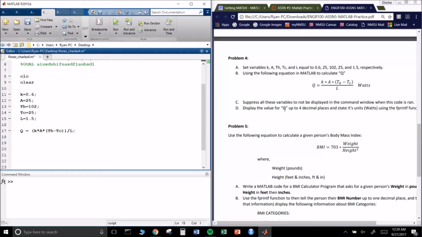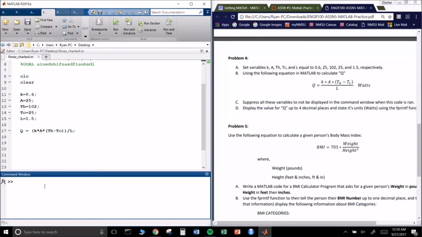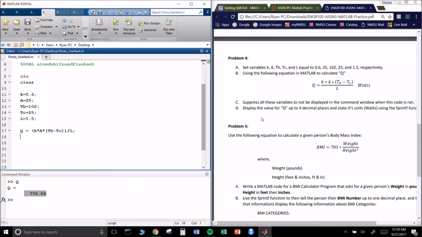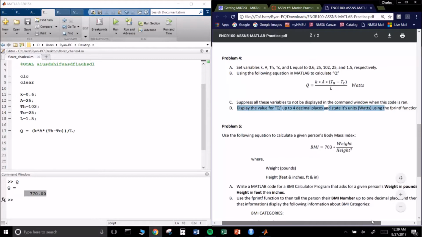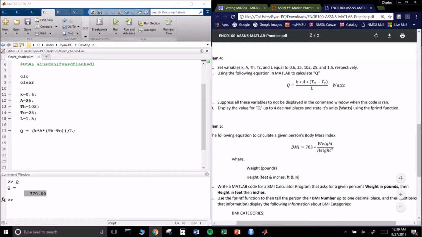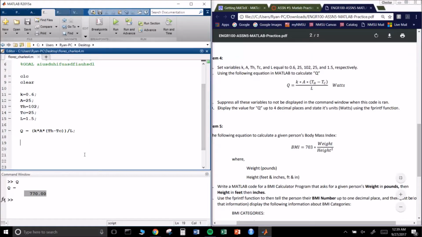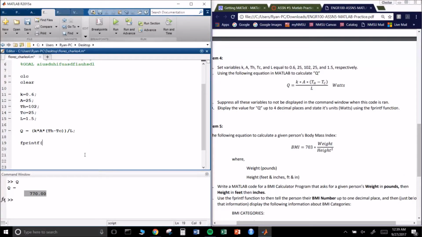Okay, and now let me run this code to make sure it works. Okay, so it works. So now I want to display Q, the value for it, up to 4 decimal places, and state its units using the fprintf function. So in fprintf, I can use this function to display information.